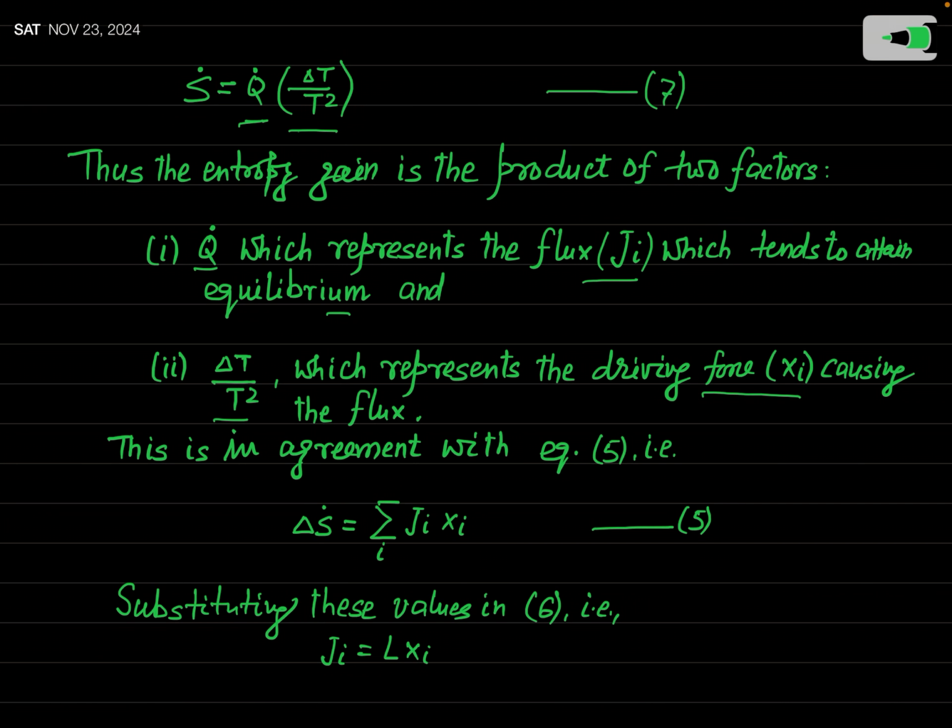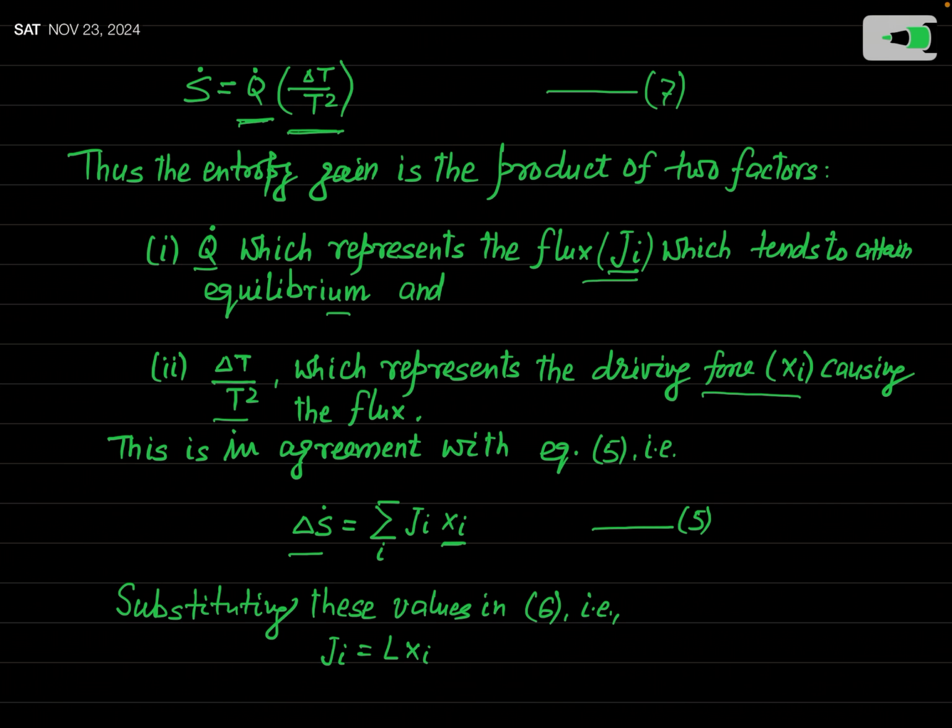And therefore, instead of this Q dot, in general, you can write Ji, and instead of delta T over T square, you can write Xi. Because in general, we denote the generalized force or driving force by Xi and the flux by Ji. So S dot is given as the summation over i of Ji Xi.